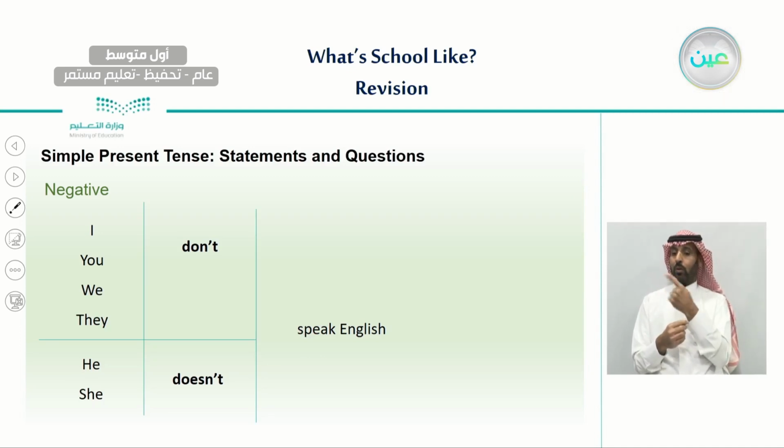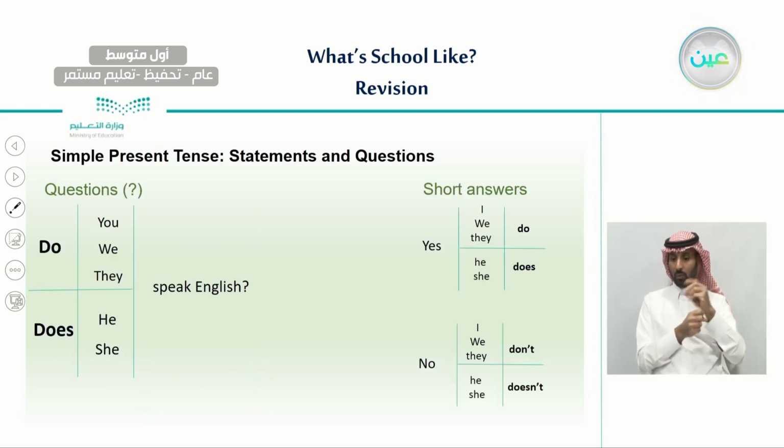Also, with the third singular pronoun like he and she, in this case, we use doesn't. So he doesn't speak English, or she doesn't speak English. So this is how we can make negative sentences in the simple present tense. With don't and doesn't, it depends on the subject pronouns that we use.